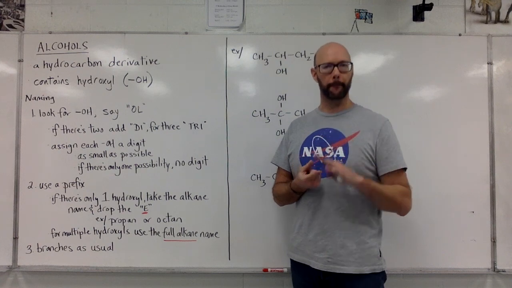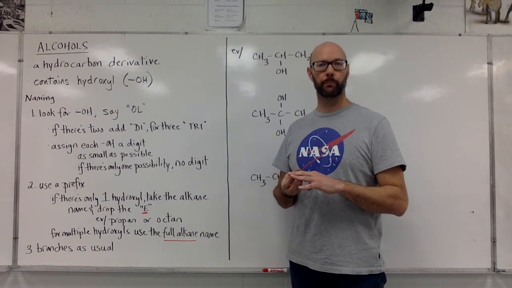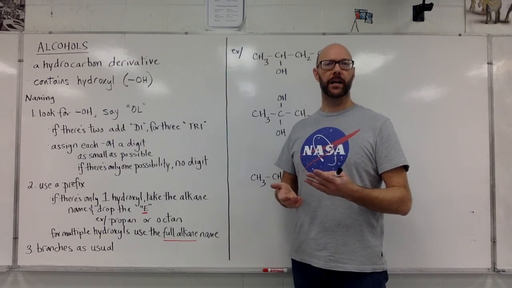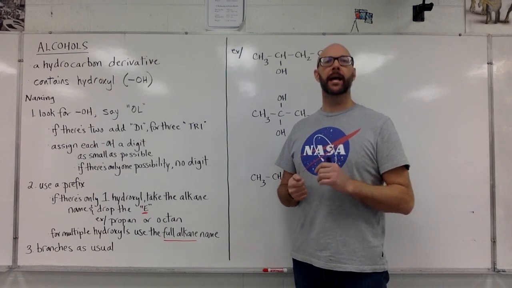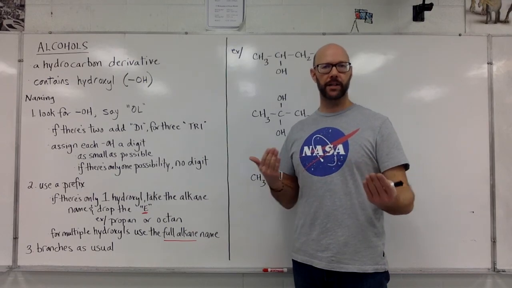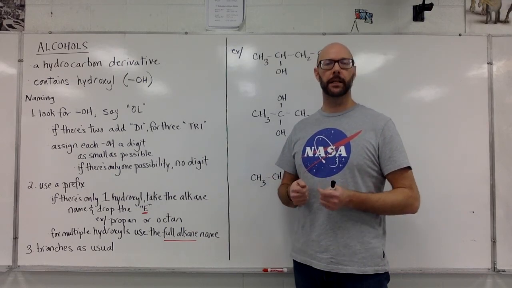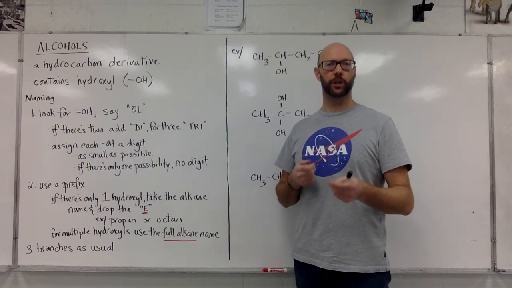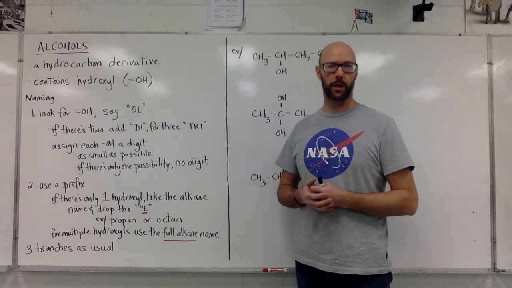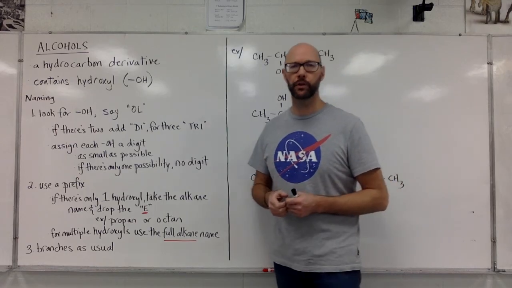If there are any branches, any alkyl groups, we're going to follow our, by now, well-established rules. We're going to call them methyl, ethyl, propyl, even phenyl. If there's two of the same kind of branch, we're going to use di. If there's three of the same kind of branch, say tri. Different kinds of branches are going to get named alphabetically. We're going to assign digits to the location of those branches, and they need to be also as small as possible. Here's a few examples.